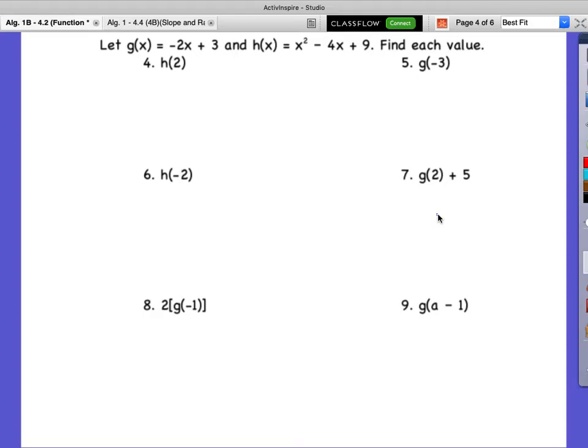So instead of writing x squared minus 4x plus 9, we're going to write h of 2. So we're going to write 2 squared minus 4 times 2 plus 9. Why is there a times? Because that's what 4x means. Oh, there's two variables. Yep, so we plug it in for both of them. Anywhere you see x, you have to plug it in.